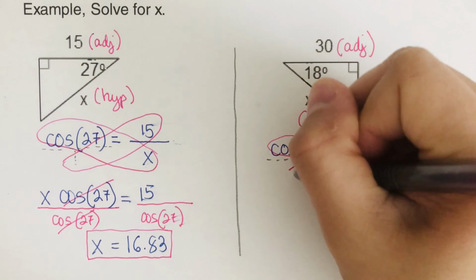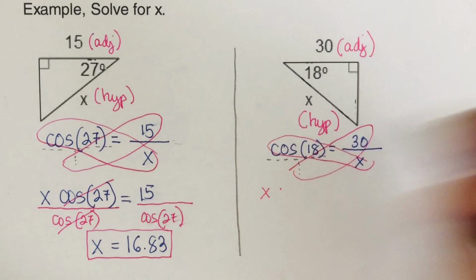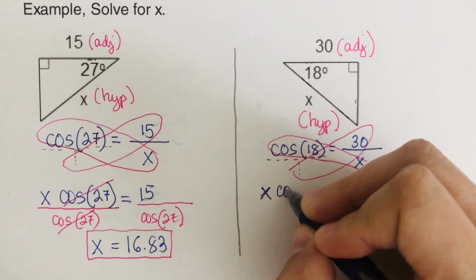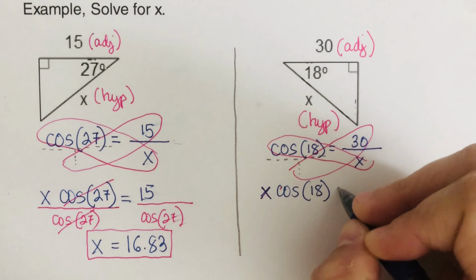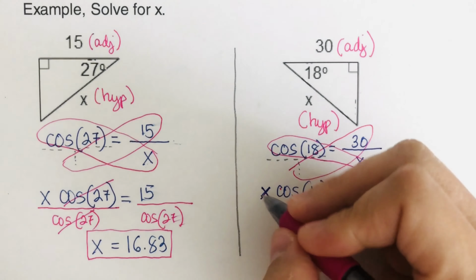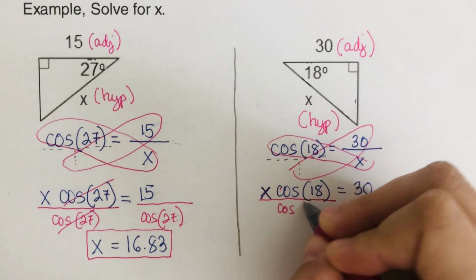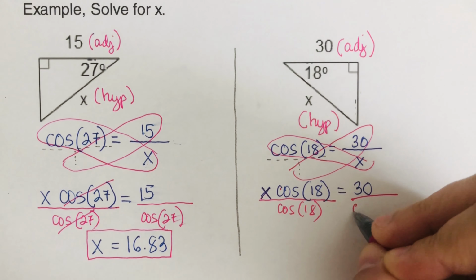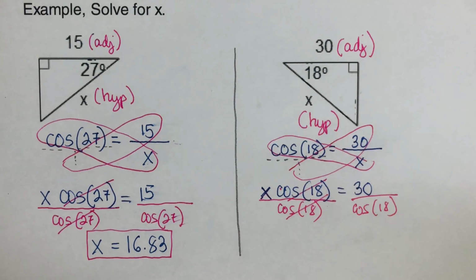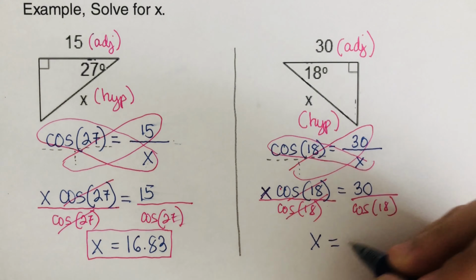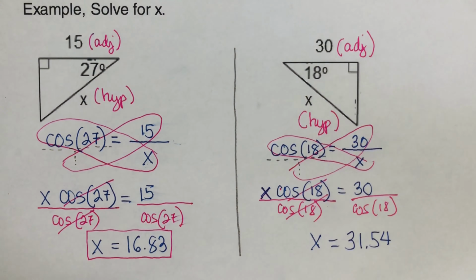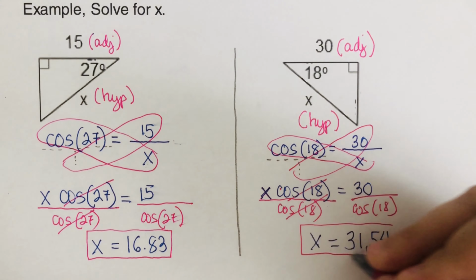That would come out x cosine of 18 is equal to 1 times 30, which is just 30. I am going to divide both sides by cosine of 18. So I cross this out and I am left with x. Using the calculator, this should be 31.54. Did you get 31.54?